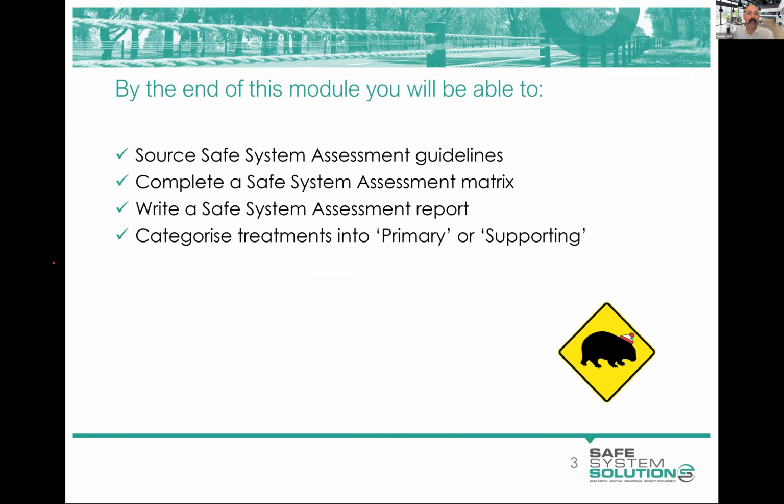So, as I mentioned there, this session is all about how you do it, but we're going to point you at some different safe system assessment guidelines, so you can dig into a bit more detail if you need to. We're going to talk about the safe system assessment matrix. The matrix is the meat of a safe system assessment. We'll talk about the reporting. And then we're going to spend some time on categorizing treatments into primary or supporting.